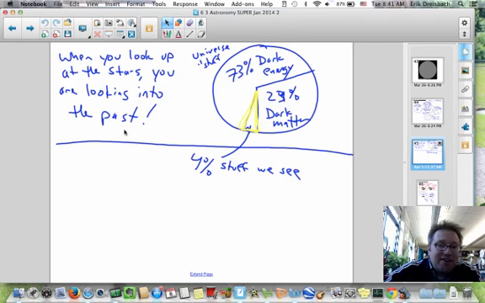If the star is 1,000 light years away, you're actually looking at what it looked like 1,000 years ago. Or perhaps there's a galaxy that is 100 million light years away. You're looking at what it looked like 100 million years ago.